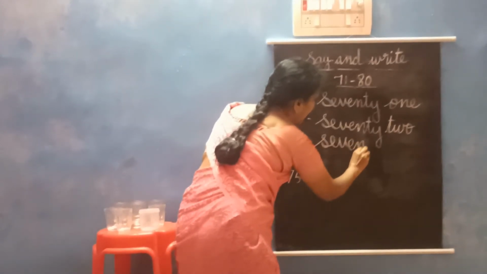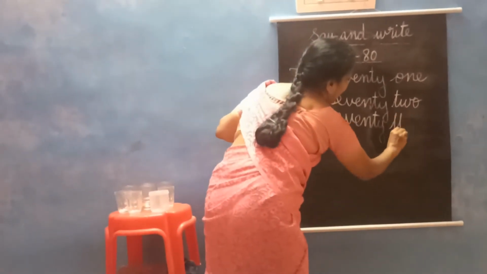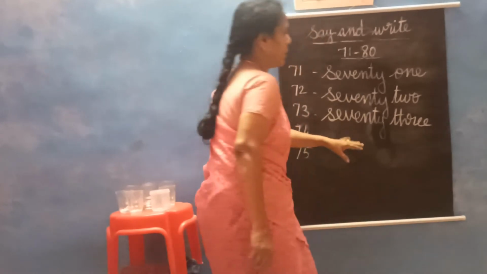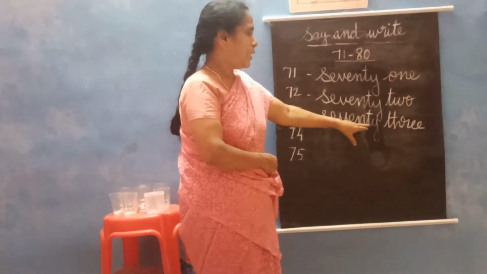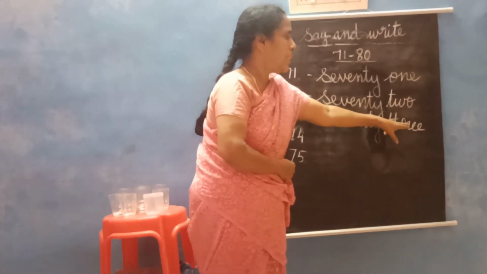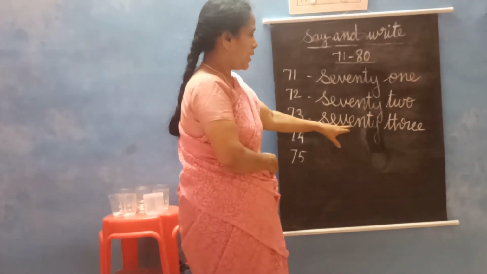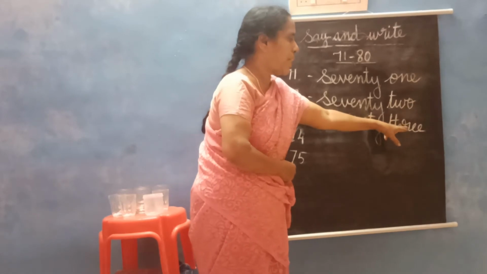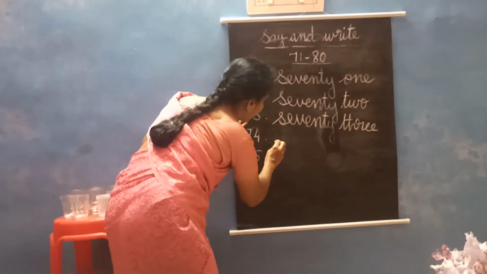SEVENTY. 73. THREE. 73. SEVENTY. 73. THREE. 73. SEVENTY 73. THREE 73. Next number, 74.